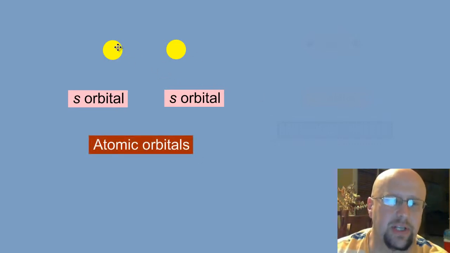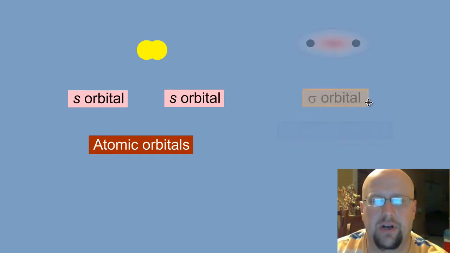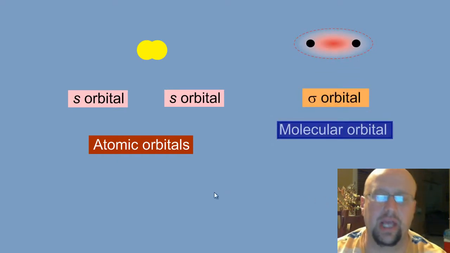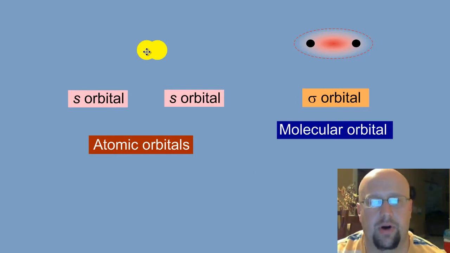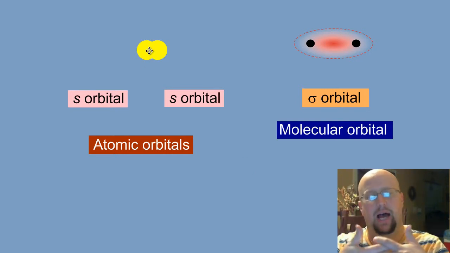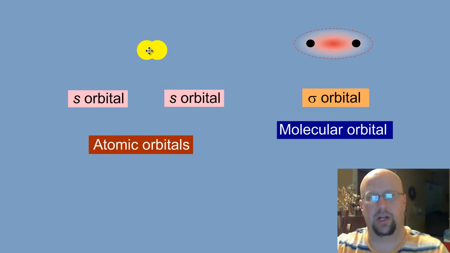And what's going to happen is when we bring them together for 2 different atoms, when 2 atoms bond, one of the things that can happen is that the s orbitals are going to overlap. When that happens, it's going to create what we call a molecular orbital. For instance, if we had 2 hydrogens that bonded together and their s orbitals overlapped, now it's going to form one big orbital that's essentially going to go around all of them.